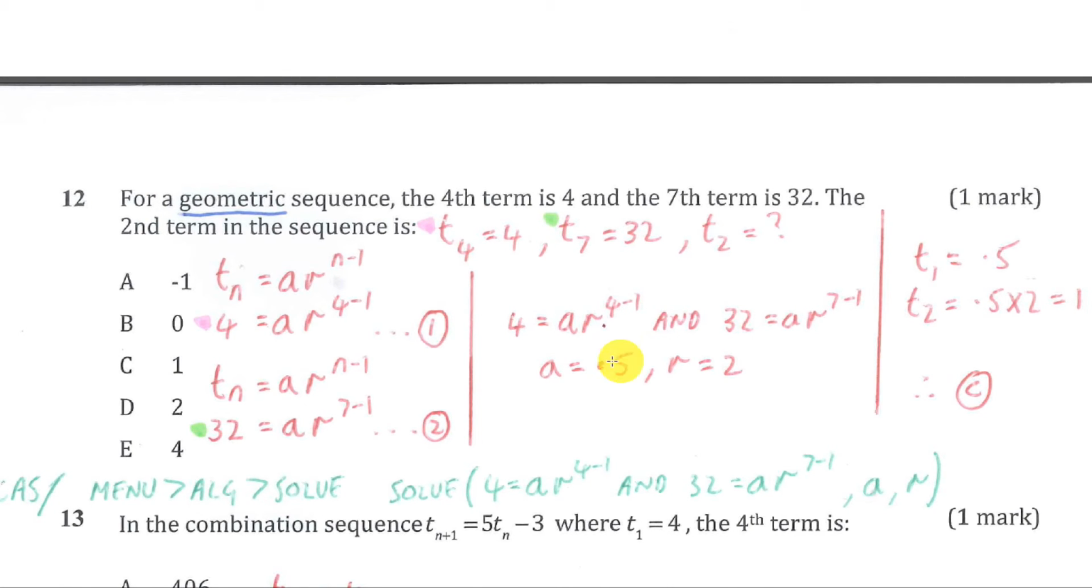Going back to what we've been doing, I've got A equaling 0.5 and R equaling 2. Remember, I'm after the second term. The tricky part was working out what A and R are, but I need to work out T2. So I know that T1, A, is equal to 0.5. T2 is going to be equal to T1 multiplied by R, because it's a geometric sequence. So it's 0.5 times 2. This gives us an answer of 1. So the first term is 0.5. The second term, what we are after, is 1. And you can see that 1 is C.